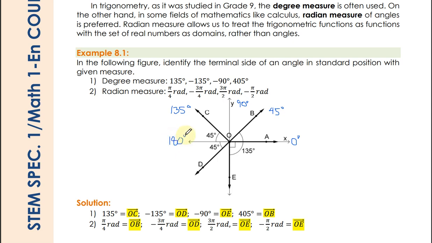So, it makes a straight line. So, this is your initial side, then your terminal side is here, then that is 180 degrees. So, it's just a straight line. Then, this is your 180 plus 45, 225 degrees. Then you add 45 again. That is 270 degrees. This is 270 degrees.